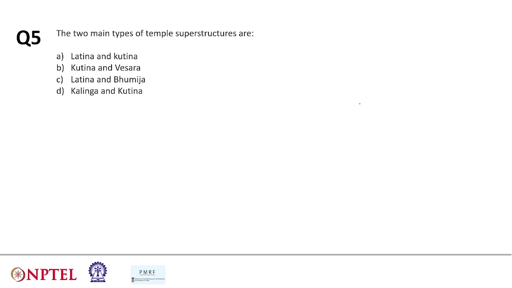Coming to the next question, which is a question I have already, to some extent, discussed. But yes, we have the two main types of temple superstructures, which are, yes, someone can answer. Latina and Kutina. Very good. So the answer is Latina and Kutina.